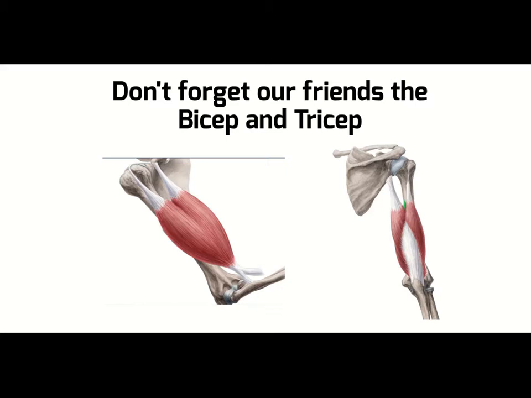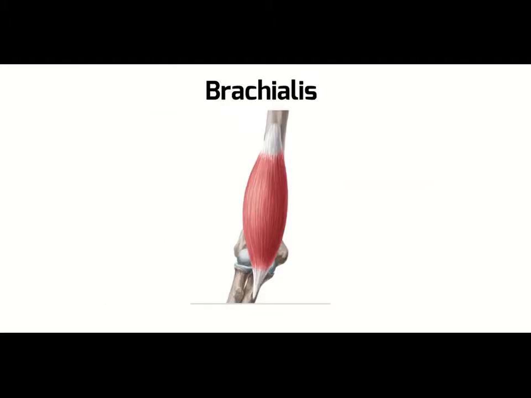So make sure that you go back and look at our good friends, the bicep and the tricep. We reviewed those in the shoulder video, so make sure you go back through those and touch up on those again. Remembering that the prime action of the bicep is elbow flexion and the prime action of the tricep is elbow extension. So the brachialis is one of the key elbow flexors and it lies right underneath our bicep.